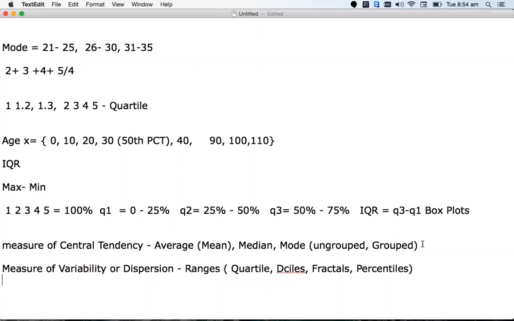Now, in the measure of dispersion, a very important thing is variance and SD, standard deviation. And variance population and sample, standard deviation population and sample. We already know the meaning of population and sample. We were discussing it in the first session, right? So these are very important.